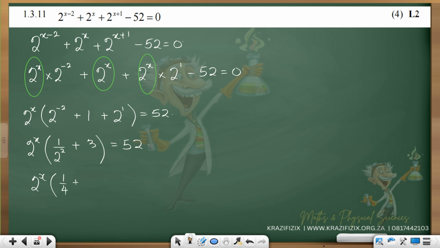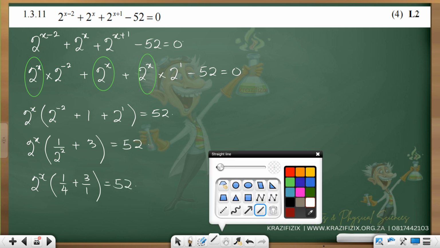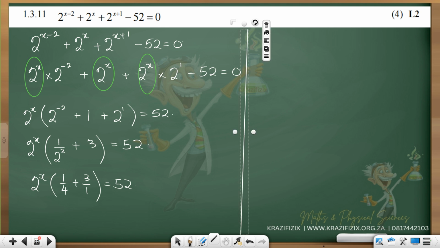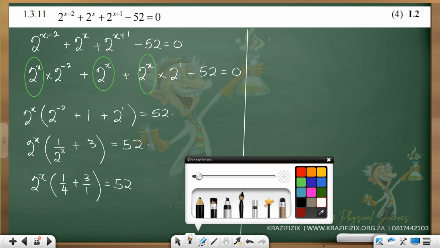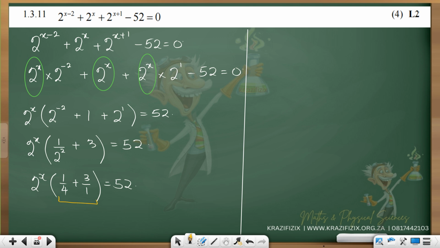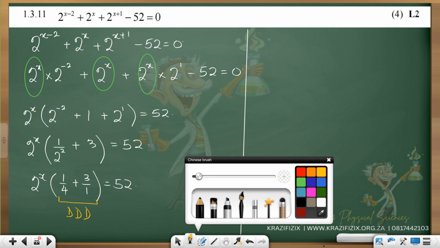Some of you cannot even do this one now. Already you are stuck here. You want to run to your calculator. We want to try. We want to learn how not to.